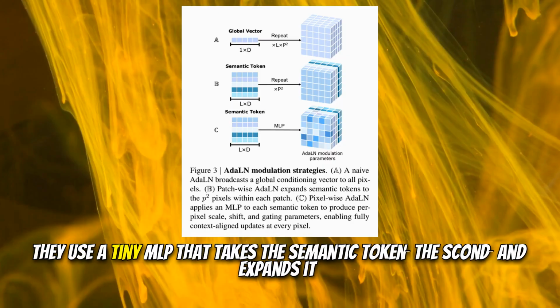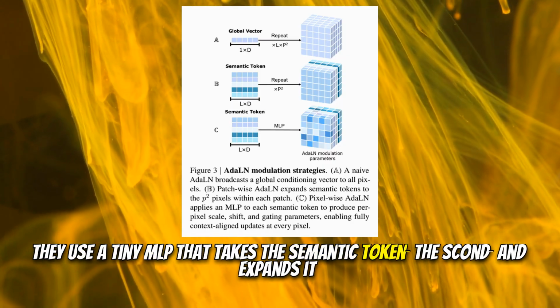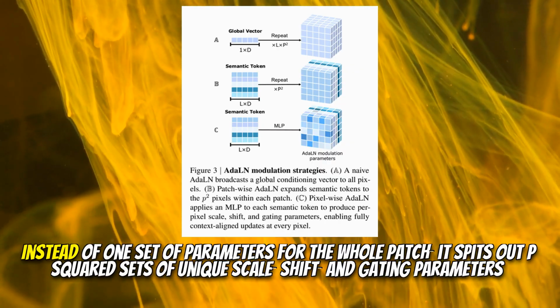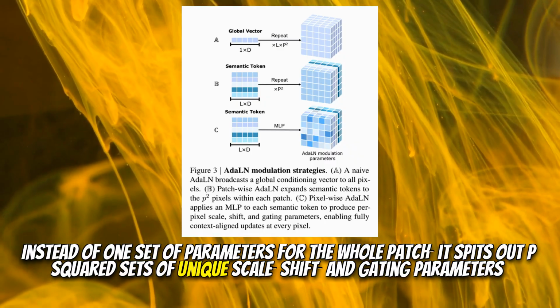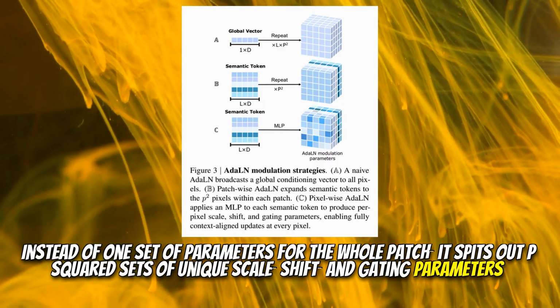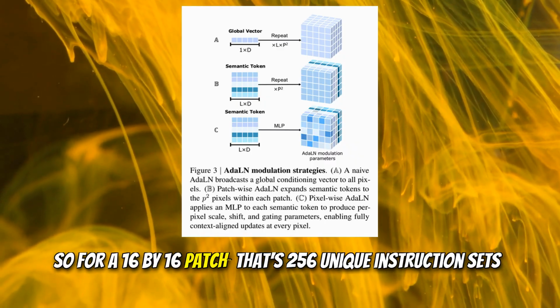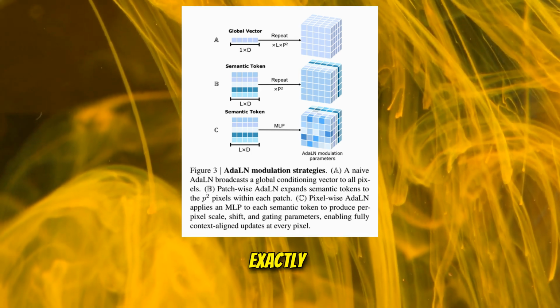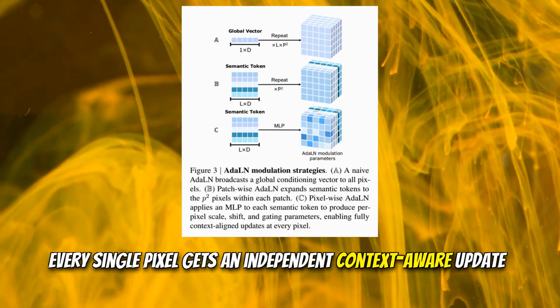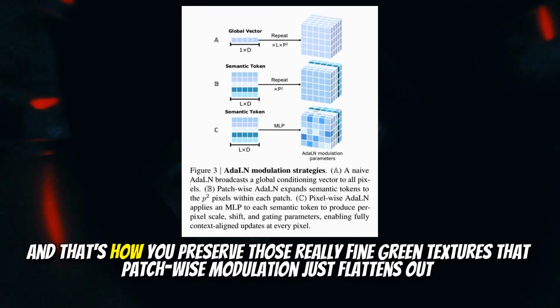Precisely. They use a tiny MLP that takes the semantic token, the s_cond, and expands it. Instead of one set of parameters for the whole patch, it spits out p-squared sets of unique scale, shift, and gating parameters. So for a 16 by 16 patch, that's 256 unique instruction sets. Exactly. Every single pixel gets an independent context-aware update. And that's how you preserve those really fine-grained textures that patch-wise modulation just flattens out.